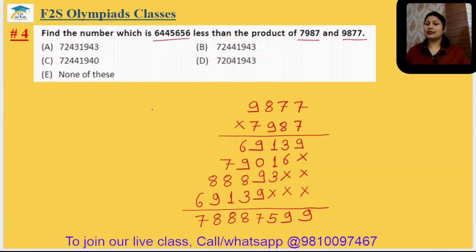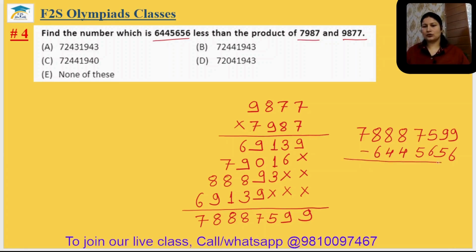Now, this is less than this number. So, copy this number again. 7, 8, 8, 8, 7, 5, 9, 9. Now, subtract it. 6, 5, 6, 5, 4, 4, 6. Subtract these two. 9 minus 6, 3. 9 minus 5, 4. 15, this will be 6, this will be 15. 15 minus 6, 9, 6 minus 5, 1, here 4, here 4, here 2, here 7.